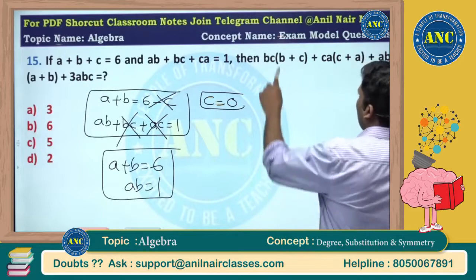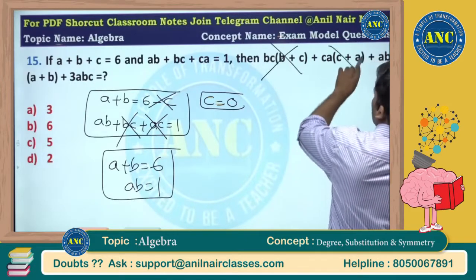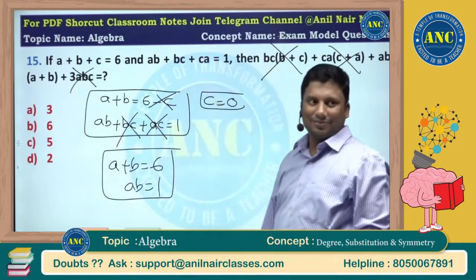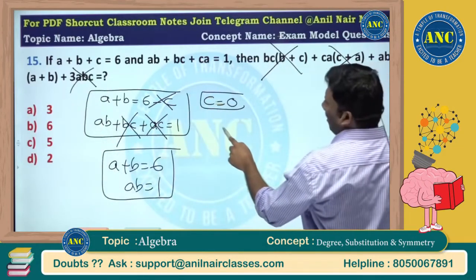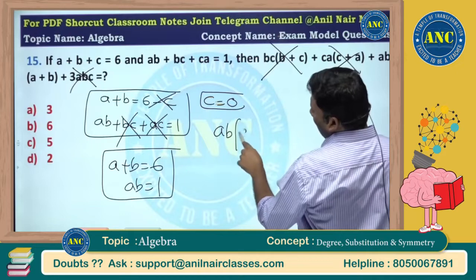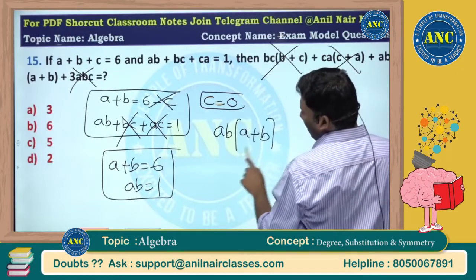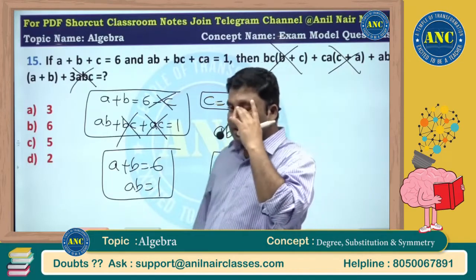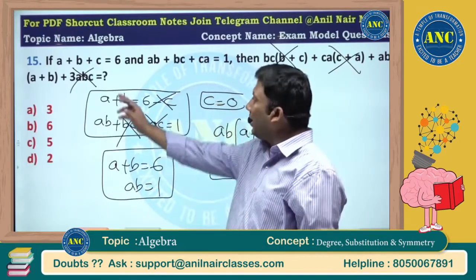What I made? C value 0. 0 into anything is 0. So what is remaining? AB into A plus B. 6 into 1. Answer is 6. I hope the idea it is clear.